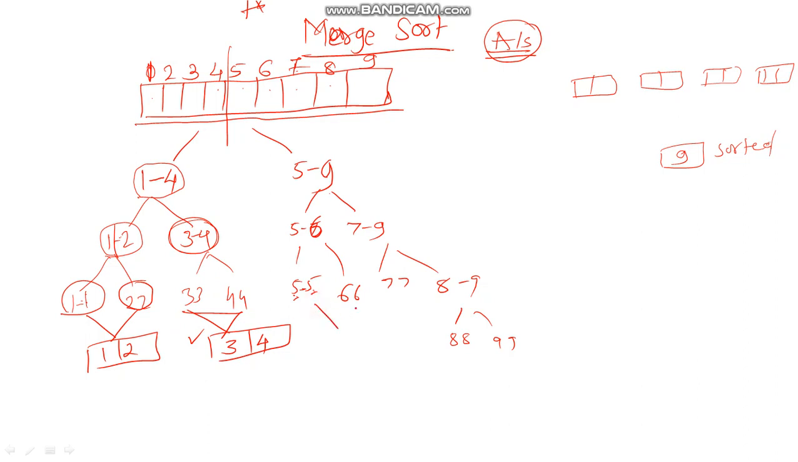Similarly for 5 and 6, I can combine these two and get a sorted array 5 and 6. The 5 and 6 are not the elements, these are the indices, and the values at these two indices are now sorted. Similarly 8 9 can be sorted, and then combined with 7 to get 7 8 9. Further 1 and 2 can be combined with 3 and 4 to get 1 2 3 4. These are the indices, so the values here can be different.